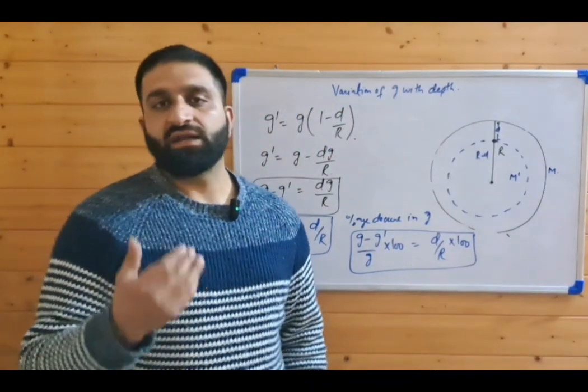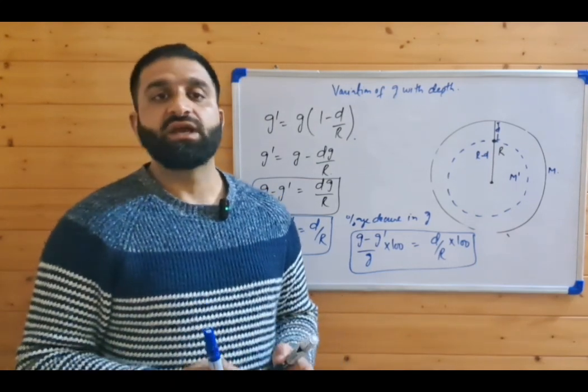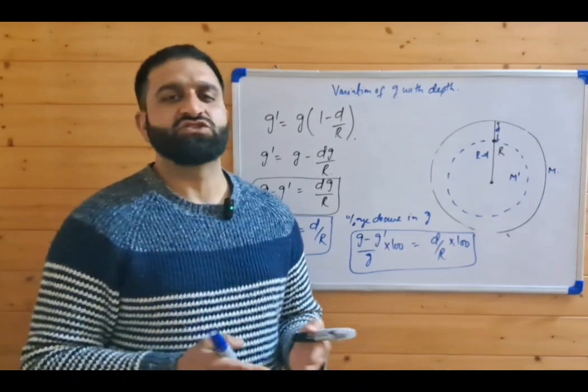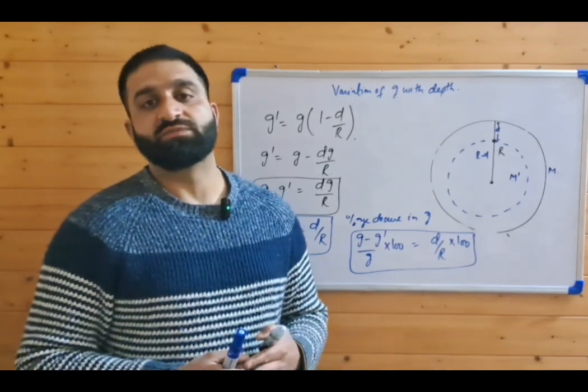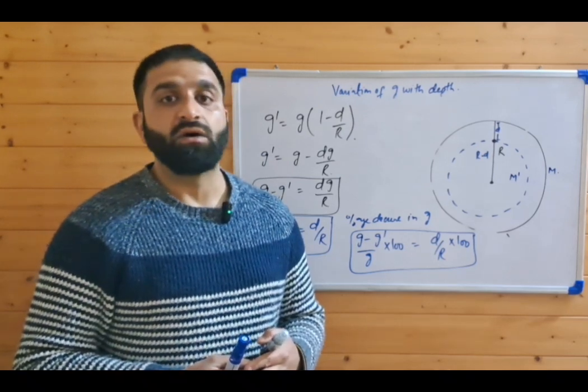So with height, the value of g decreases, and with the depth, the value of g decreases. The value of g is most at the surface of the earth or near the surface of the earth, when we can neglect the small heights, that is equal to 9.8 meters per second square. So the gravitational acceleration is not a constant.